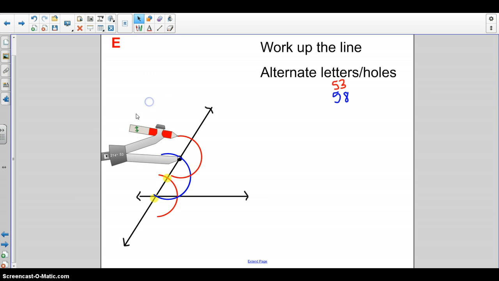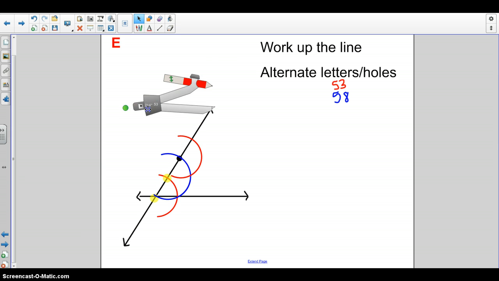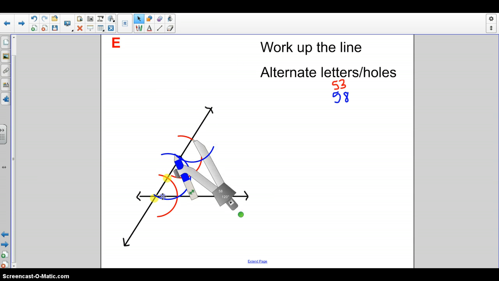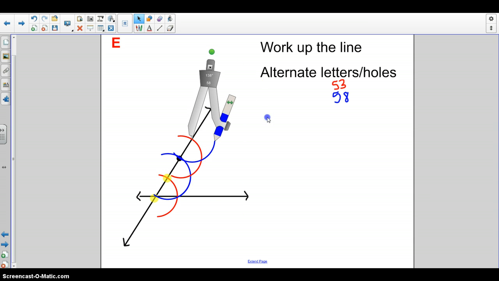Make a big loop. Then here's our fourth point of intersection right here. Working up the line, we want to use our second hole. And draw another loop.